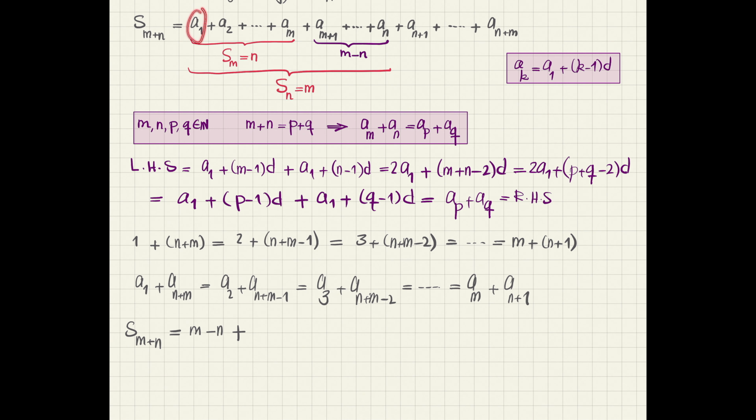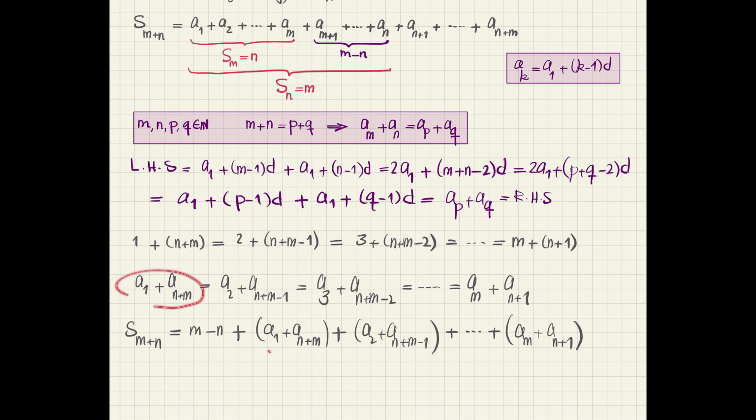I add this one to the last one. It doesn't matter, yes? So it becomes a1 plus an plus m. Then I add this one to the previous one. So it becomes a2 plus an plus m minus 1. And I continue this process until I add this one to this one, yes? Okay, so this is S m plus n, but we learned that all of these pairs are exactly the same.